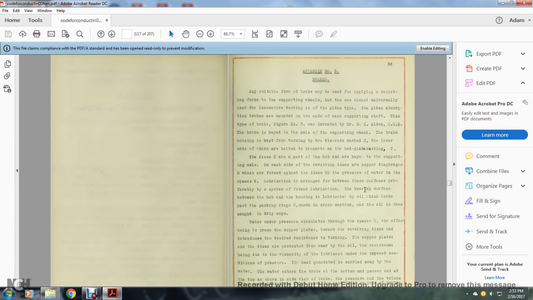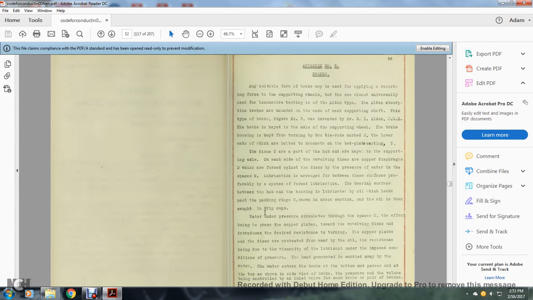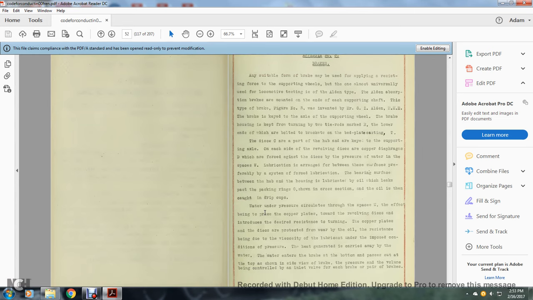Lubricating arrangement between these surfaces preferably are the same. The system of force lubrication heats the surfaces, but between the hub end of the housing it is lubricated with oil which leaks past the packing ring, C, shown in the cross section, and the oil is caught in the drip cups. Water under pressure circulates through these spaces, W. The pressure from the copper plates against the revolving disc introduces the desired resistance, the copper plates being protected from wearing by oil resistance bearing due to the viscosity of the lubrication under the imposed conditions of the pressure. Heat generated is carried away by this water.